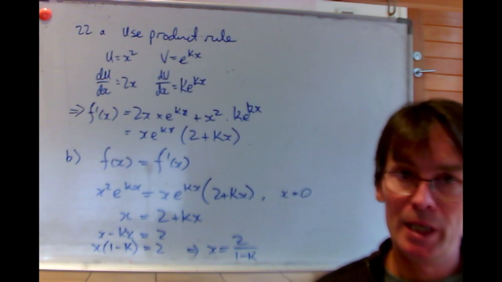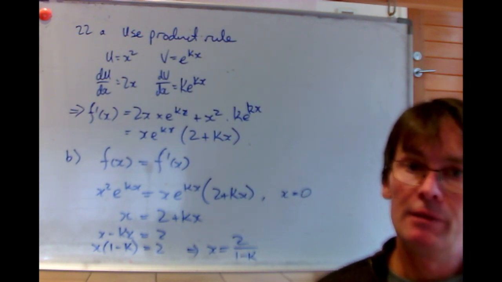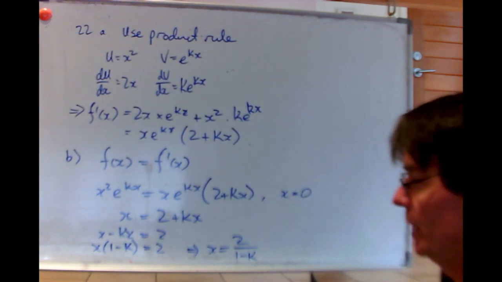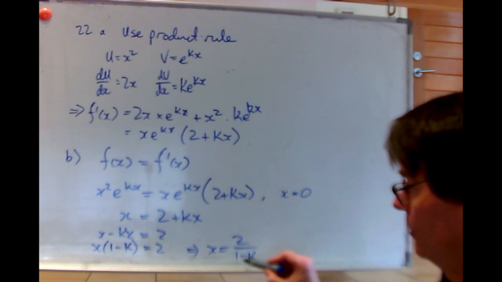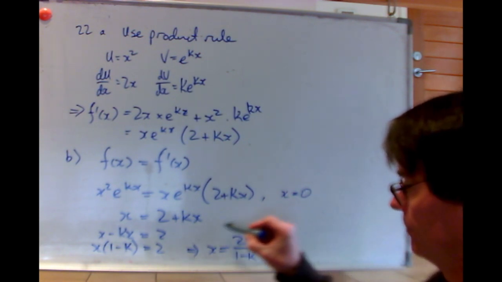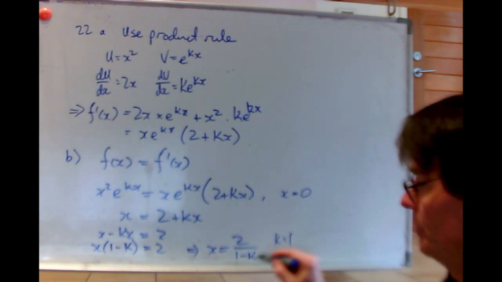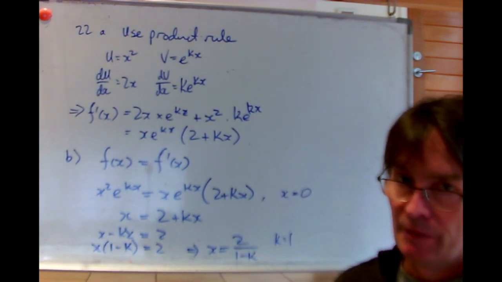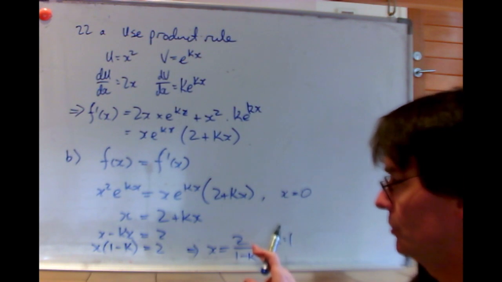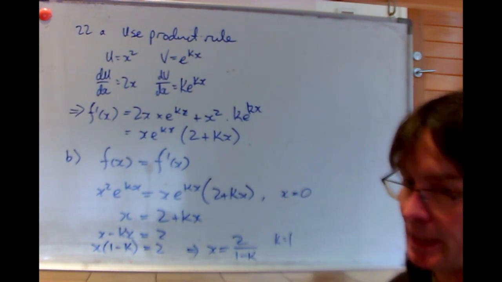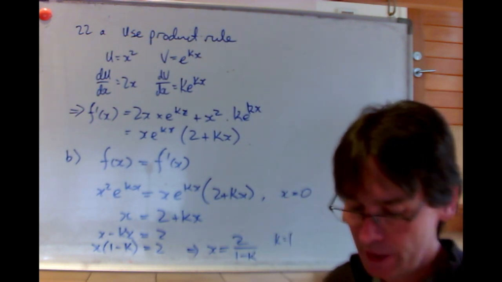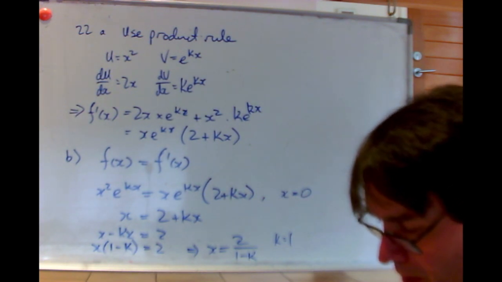I want to know where I can only have one solution, one intersection. So that comes from this one here. If k equals 1, this becomes undefined, and so therefore that's no longer a solution. The only solution we have then is x equals 0. So that's our answer, k equals 1.